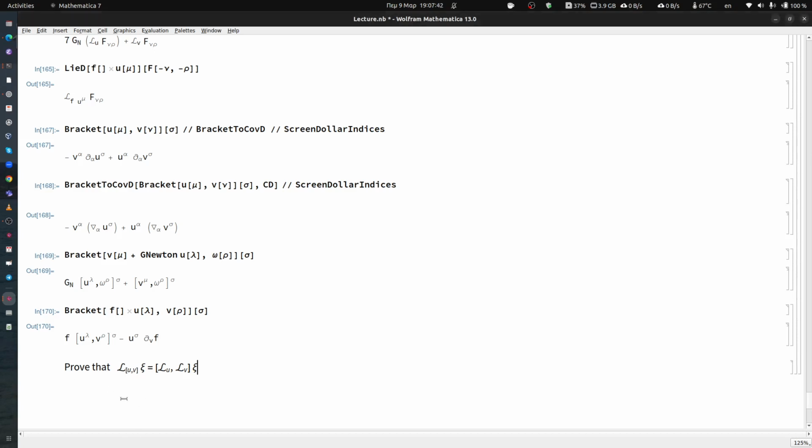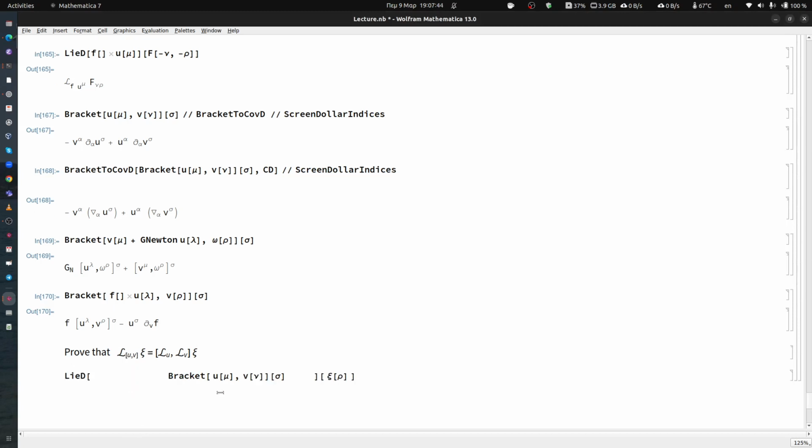So let's start with the left-hand side. What we want to do is to compute the Lie derivative with respect to the Lie bracket. So the bracket here is put in the first slot of Lie d. That's the vector field with respect to which we are differentiating. And then xi is the vector field that we differentiate. So this is the result.